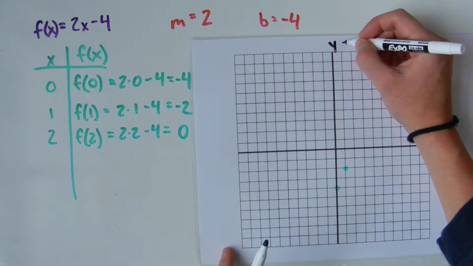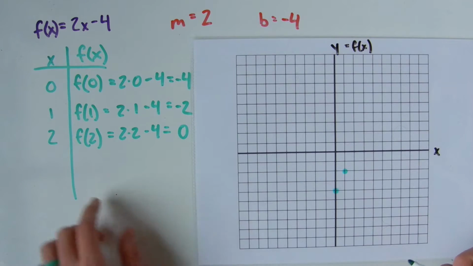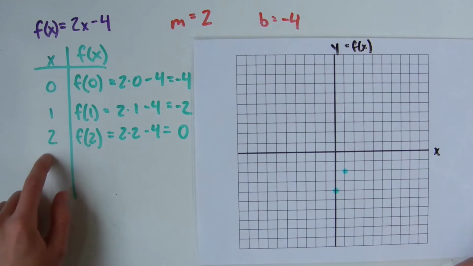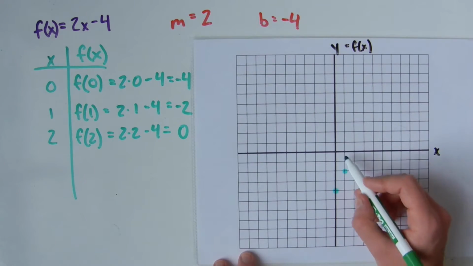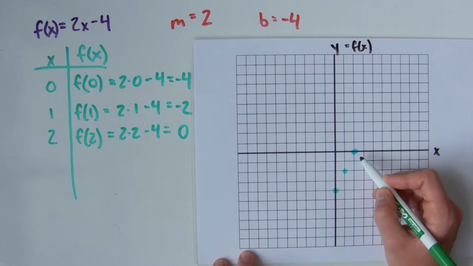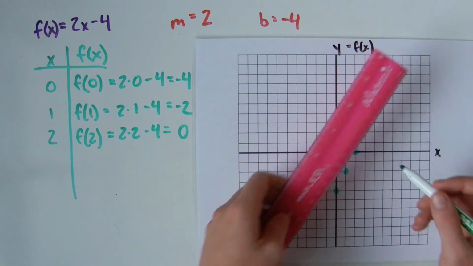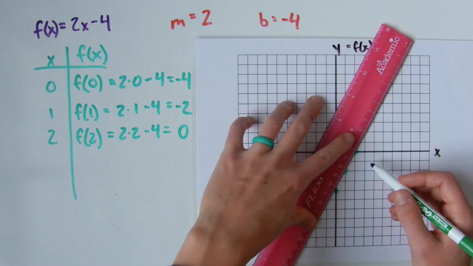or the f of x. And then when x is 2, f of 2 is 0. So over 2 in the x and 0 in the y. Let's go ahead and connect the coordinates since we know this is a linear equation.